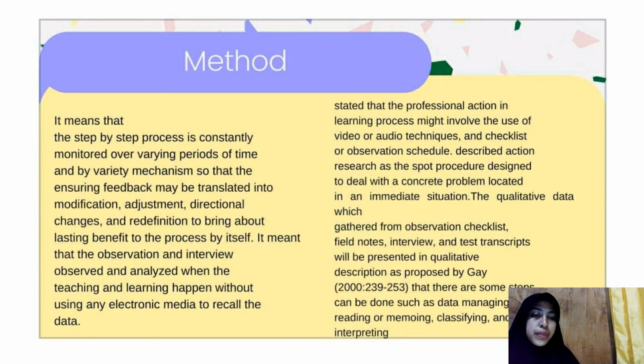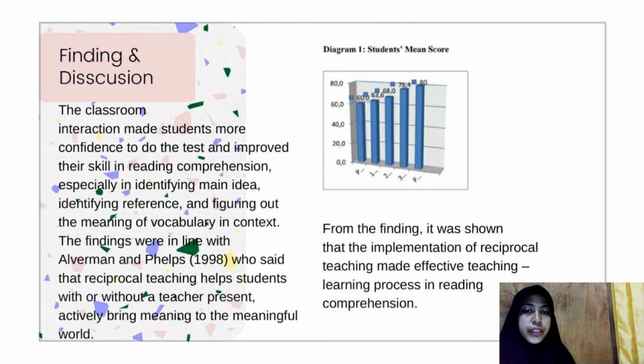Describing action or observation schedule serves as the procedure designed to deal with a concrete problem located in an immediate situation. The qualitative data which is gathered from observation checklist, field notes, interview, and test transcript will be presented in qualitative description as provided by Gay. There are some steps that can be done, such as data managing, reading or memoing, classifying, and interpreting. Okay, next material is the journal finding and discussion.